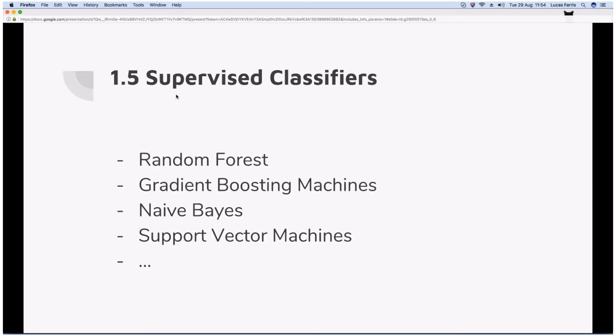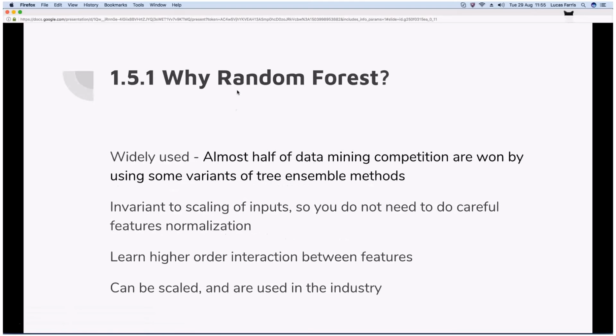Now, there are a lot of algorithms, as I've been saying, with a lot of weird names, I know, but let's talk about supervised classifiers. The unsupervised ones are, as I said, like neural networks or k-means or a lot of those deep learning algorithms, but these are the guys that win competitions. Basically, these two, random forest and gradient boosting machines, are tree ensemble methods. Naive Bayes is another algorithm, and there are support vector machines, and many others. But I want to get into forests. Why? Because they're widely used. As I said, many of the data mining competitions on Kaggle are won by random forest or by gradient boosting machines.